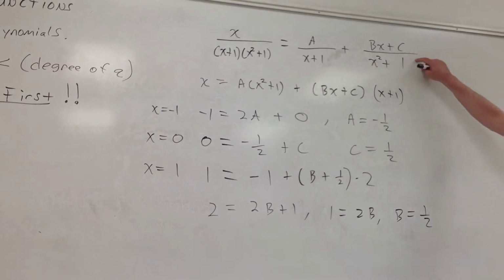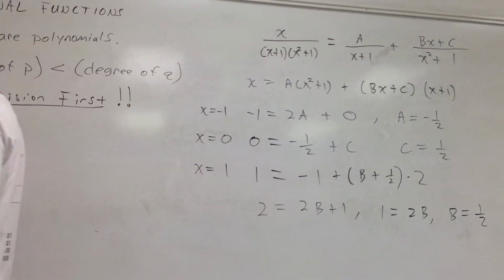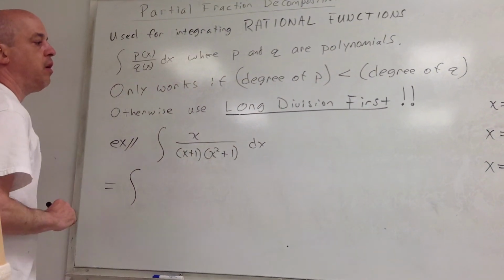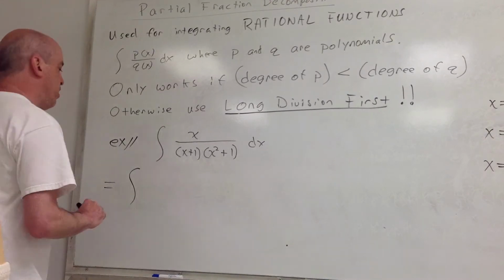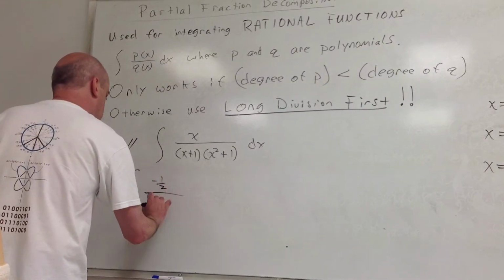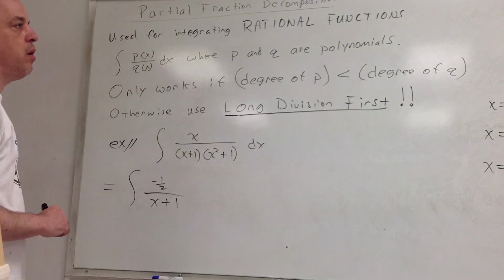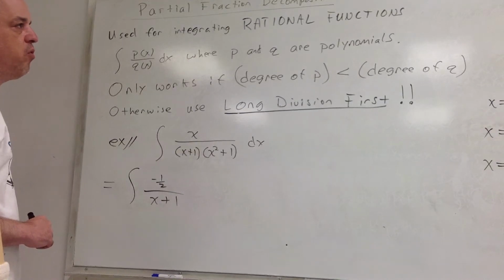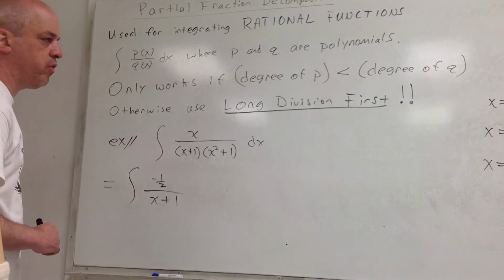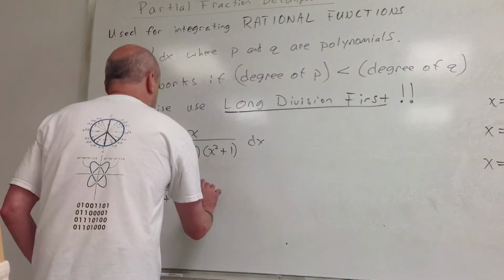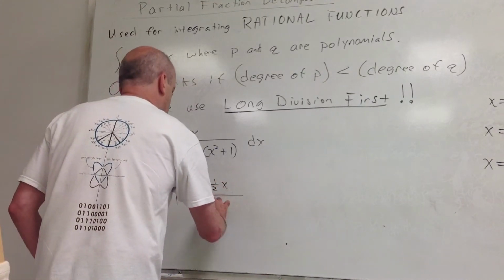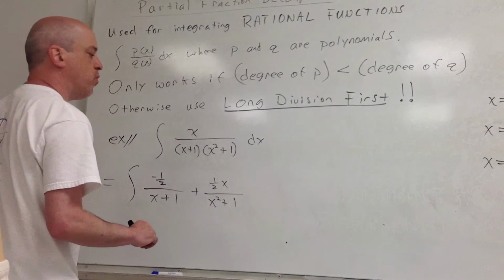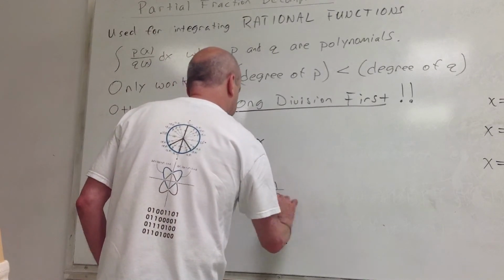I can write this down with the a, b, and c in, and our original integral becomes the integral of a over x plus 1, that was negative a half over x plus 1, plus now the bx plus c. Here's how I'm going to end up integrating that. I'm going to turn that into 2 fractions. It's bx over x squared plus 1, so that's a half x over x squared plus 1. I'll tell you why I'm doing this in a second. Plus c over x squared plus 1, plus a half over x squared plus 1.